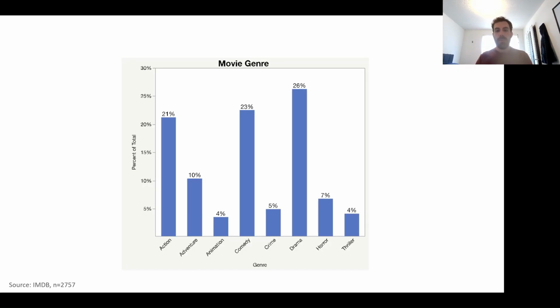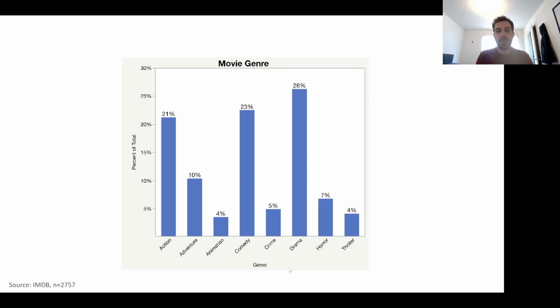So here's an example of a bar chart, also by movie genre. I think this conveys a lot of the same information as the frequency table and the pie chart, but it's more quickly absorbed. A few things I would point out is we have movie genre written twice, both in the title and the x-axis. That's redundant. Let's just put it in one place.